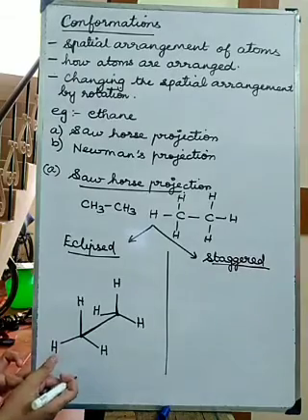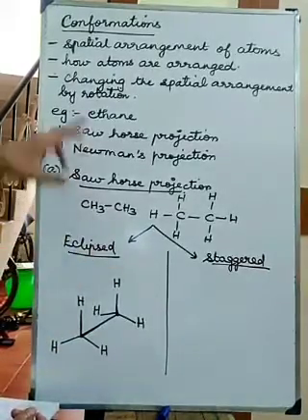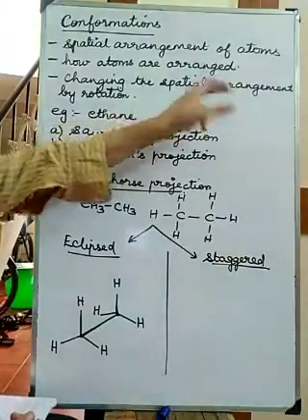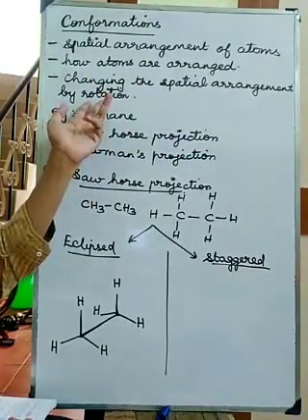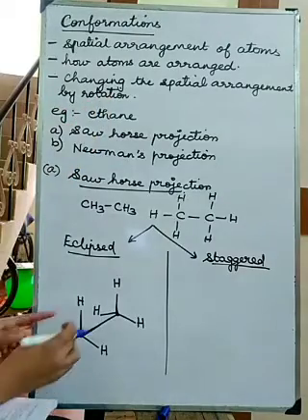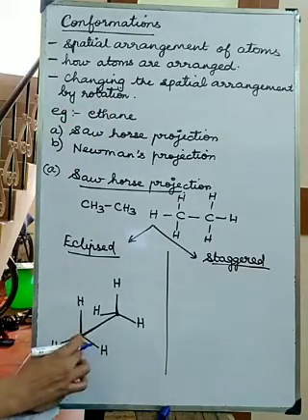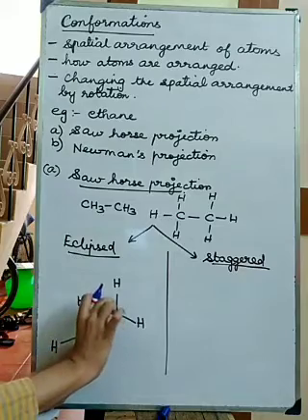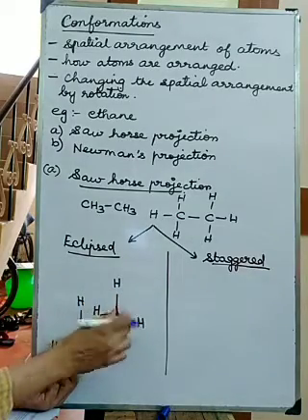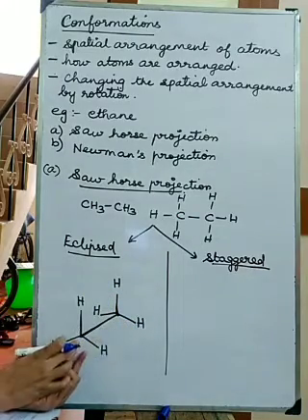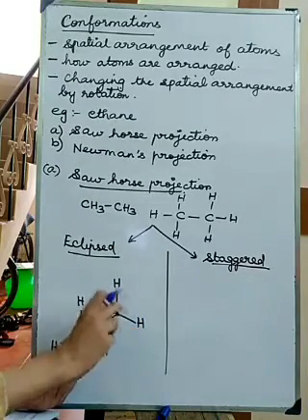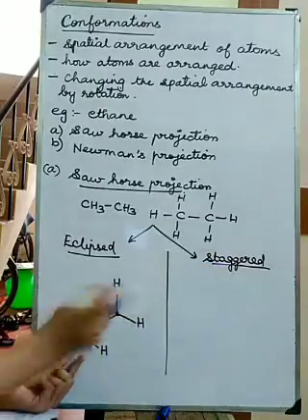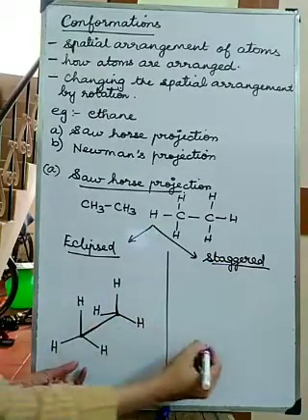Now I can change the conformation. How can I change the arrangement? By rotation. Now this carbon I am going to keep as it is, and this carbon alone I will rotate. So if I rotate it, I will get the staggered arrangement.